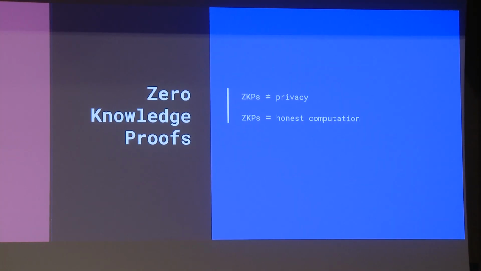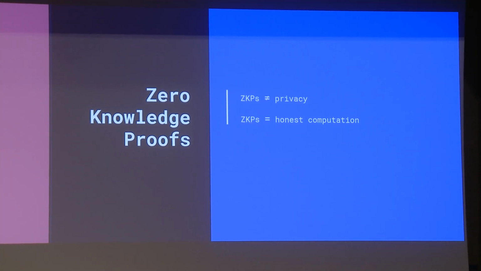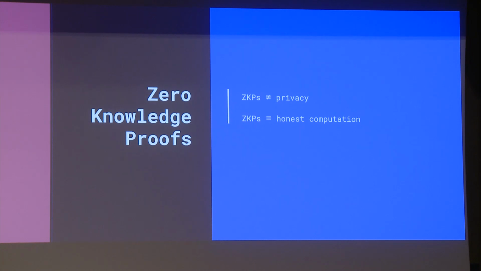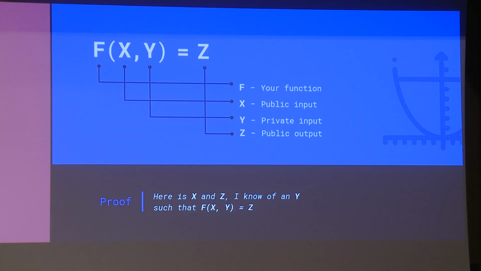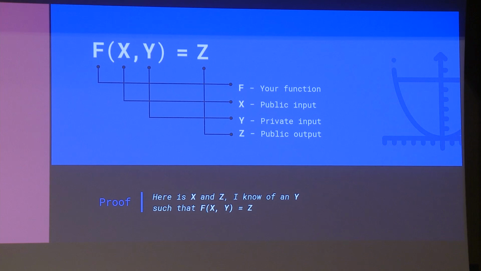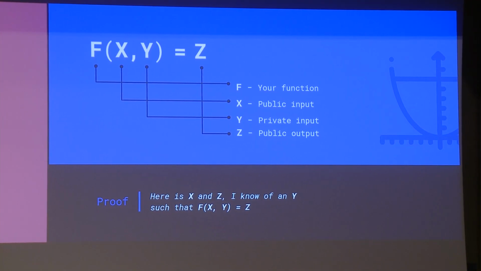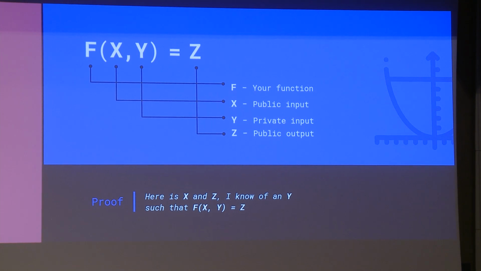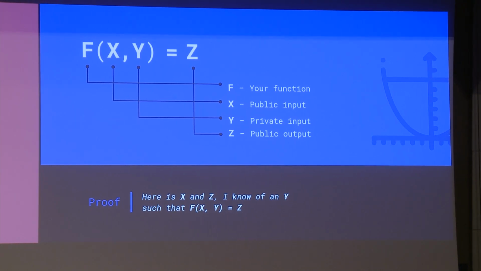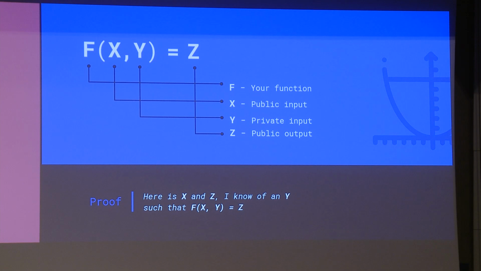Zero-knowledge proofs is probably a bad term. They should rather have been called something like proofs of honest computation, because what we really do is we prove... this is a family of cryptographic protocols which allows you to convince a counterparty that you have performed some computation correctly on partially private data, partially public data, and on some predicate, some publicly known function, which we both know.